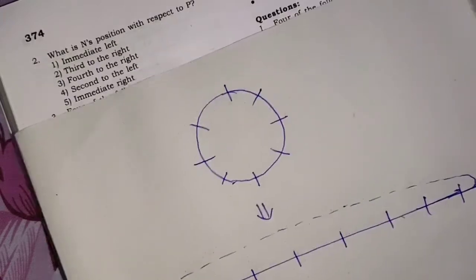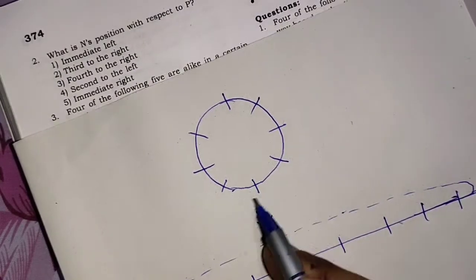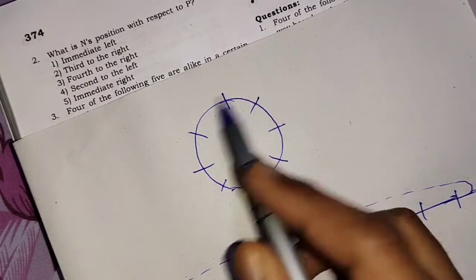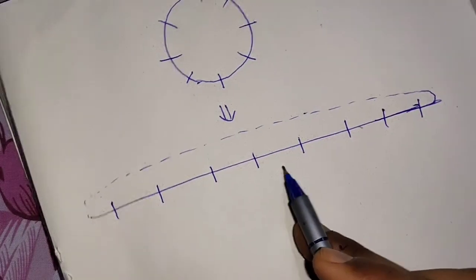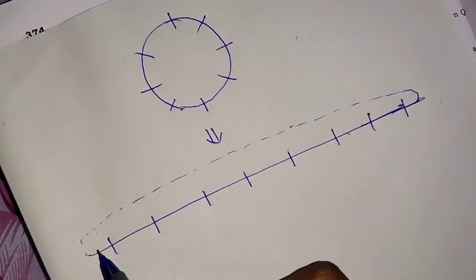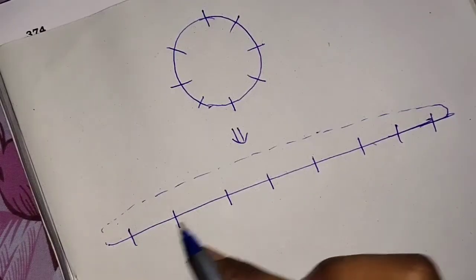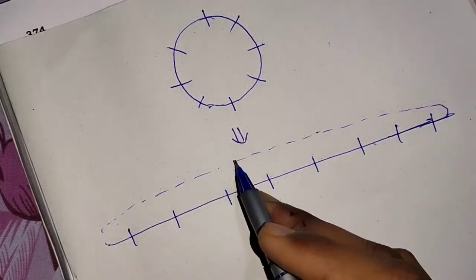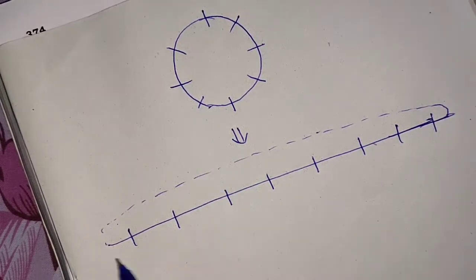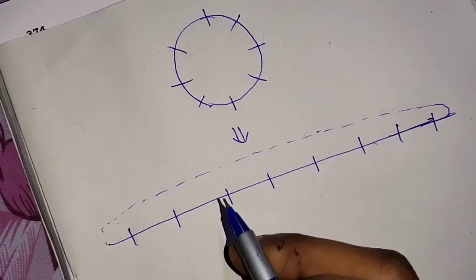So let's start. This is the circle, and if we cut this circle from here, then it will become like this. Here 8 persons are standing, and since I have cut it from here, it has become like this.